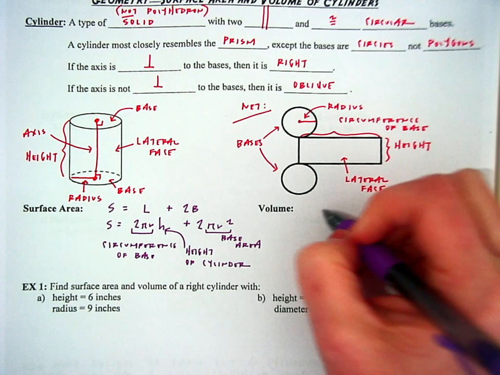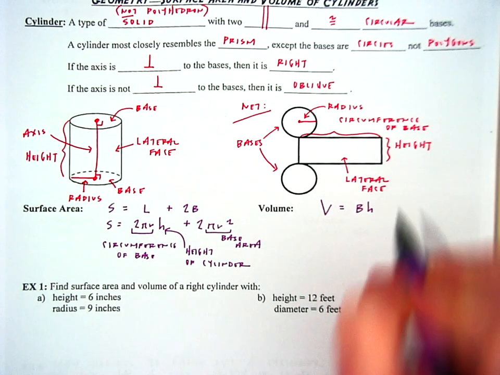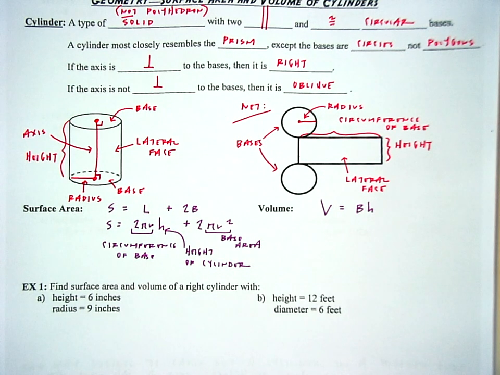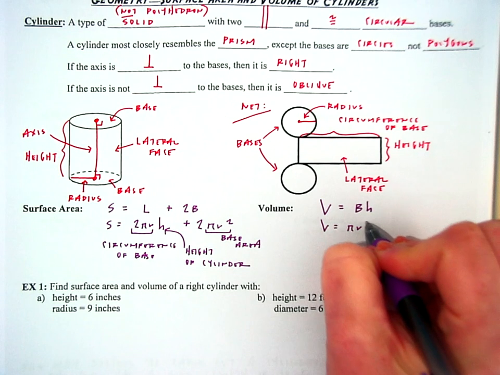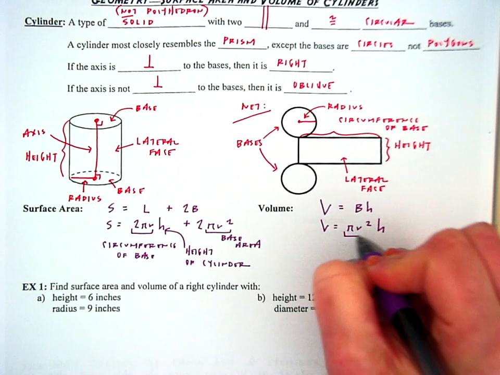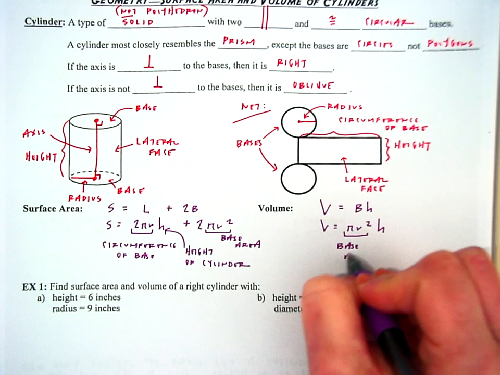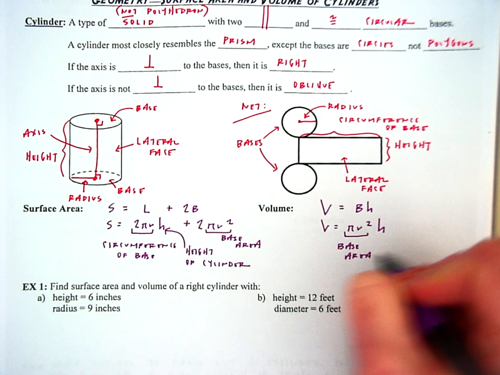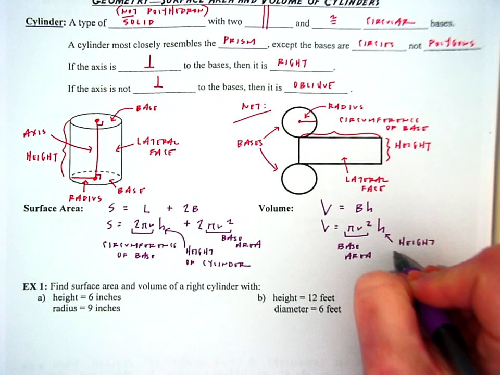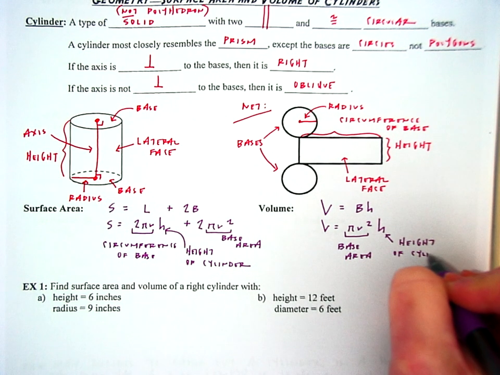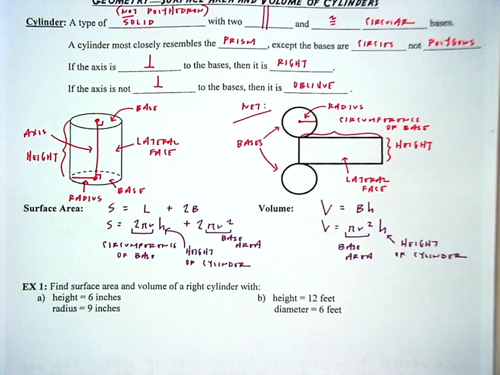Volume, just like the prism, is base area times the height. But I can be more specific because my base shape is a circle. So I can say pi r squared times the height. That pi r squared, again, is the base area, and the h is the height of the cylinder. Okay, moving on. A few examples now.